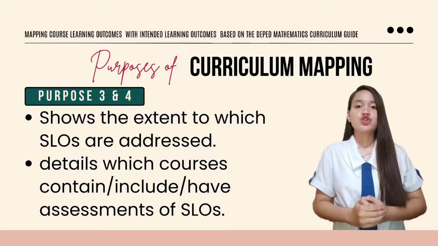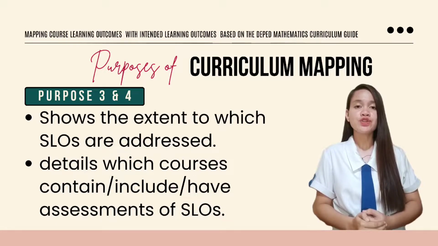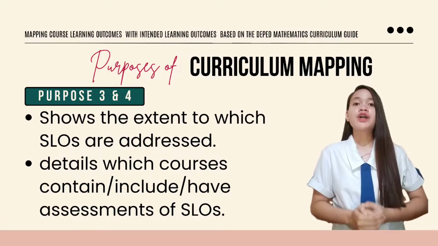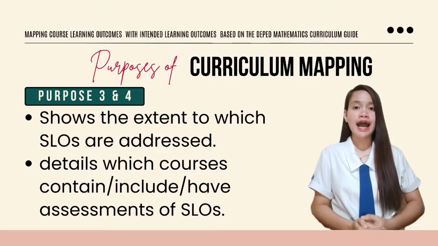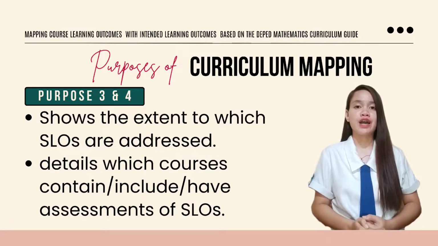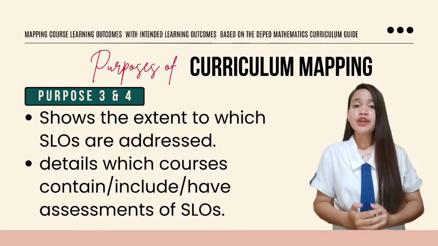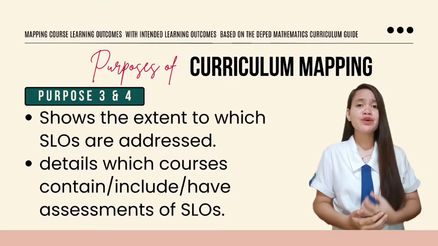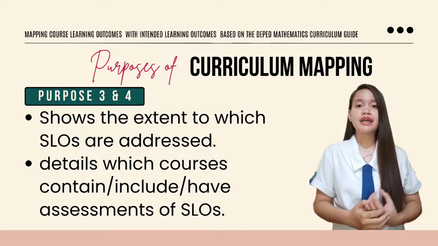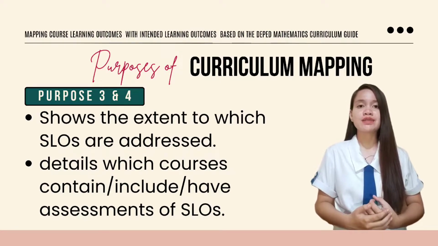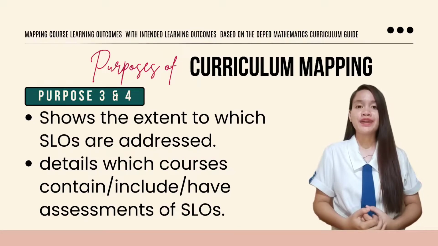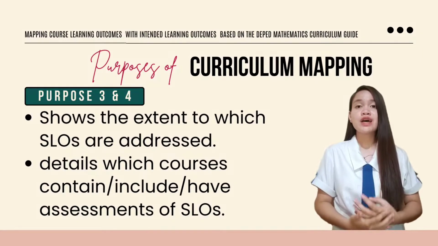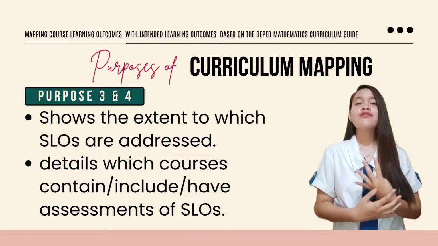Third, shows the extent to which student learning outcomes are addressed. Fourth, details which courses contain, include, or have assessments of student learning outcomes. In curriculum mapping, of course, again, curriculum and learning outcomes should be aligned and it should detail its content for us to obtain the student learning outcomes. And those were the four purposes of curriculum mapping.